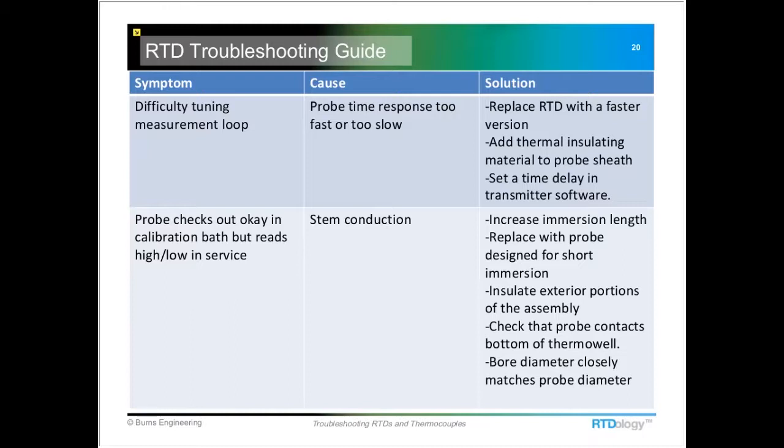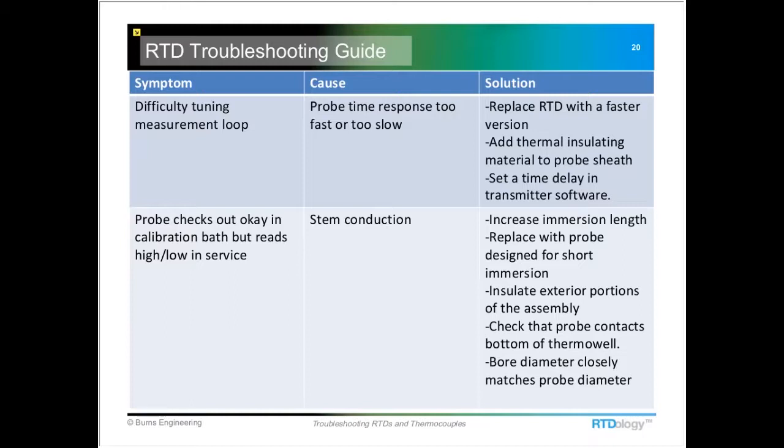Now, if you have a situation where the probe isn't responding fast enough, that can be a little more difficult. There are versions of RTDs that are built with fast time response in mind. They're typically going to be a smaller diameter, maybe a little different sensing element. Sometimes the coil element is a better choice for a fast response, and sometimes a thin film can actually be the faster responding sensing element technology. So there are solutions for that.